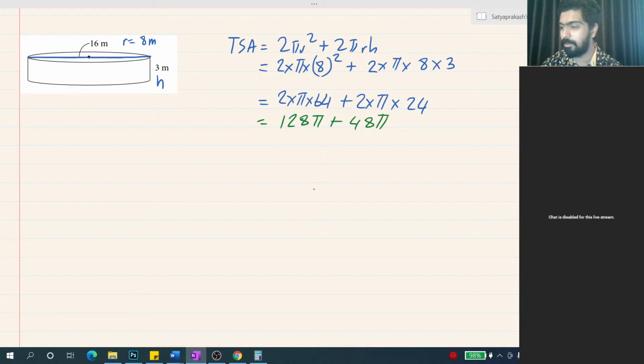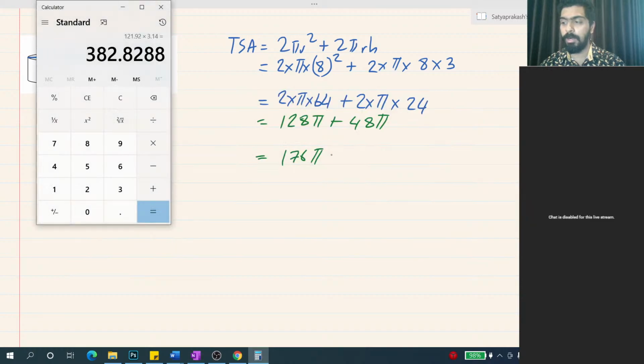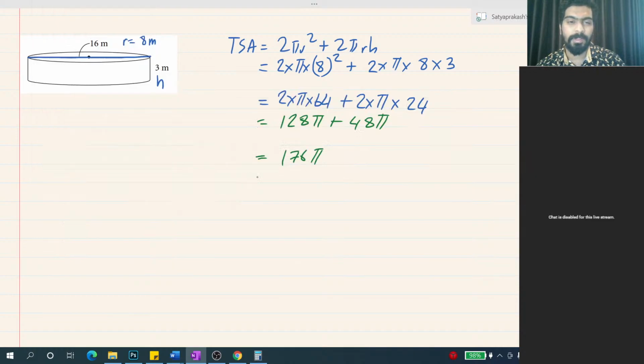552.64. Okay, let's see if you got it correct. Ooh, both of you are writing the correct answer. Do not forget the unit. So what we would have here is 176 pi. Now, if I take the value of pi as 3.14, I should have 552.64 meters square. 552.64 or 552.6 is good enough.